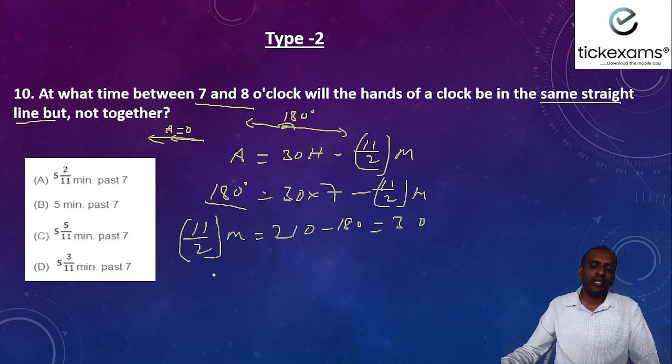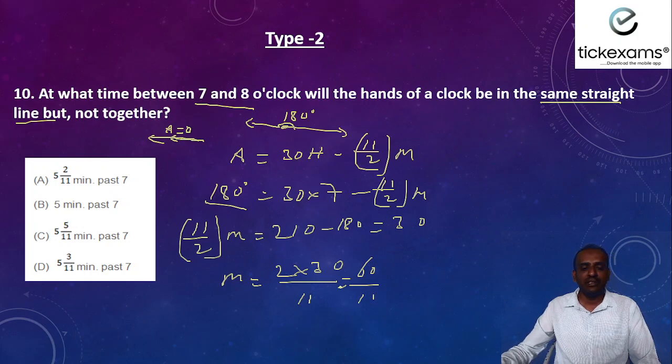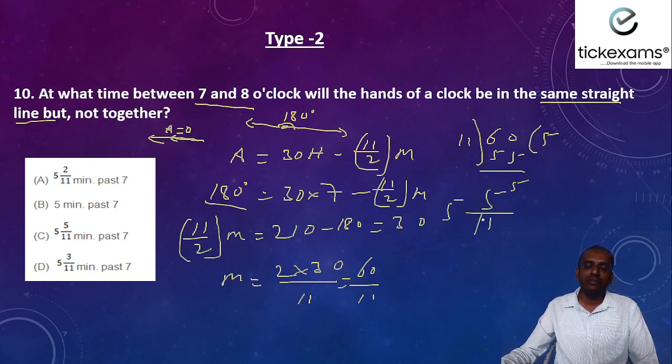Now 2 gets cross multiplied. So m is equal to 2 into 30. This 11 will come down, divided by 11. So which is nothing but 60 by 11. But we don't have the answer 60 by 11. So what we will do is we will divide 60 by 11 and check. 11 fives are 55, remaining 5. So the answer will be 5 by 11. First 7. Option C is the right answer. Alright.